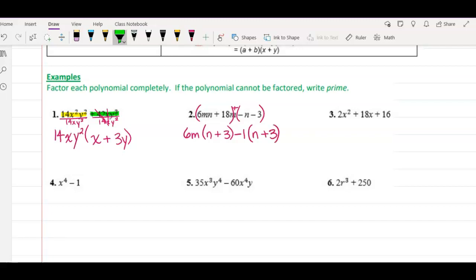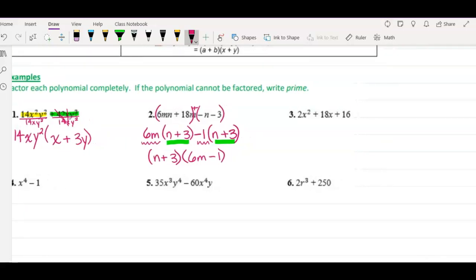Notice now each piece has a factor of n plus 3. So we pull that out front, and we write what's left behind in each piece. 6m minus 1. So that's my final answer when I factor that.